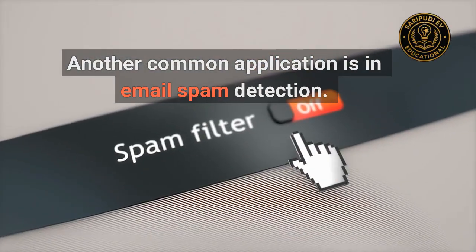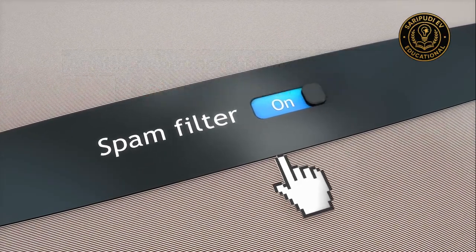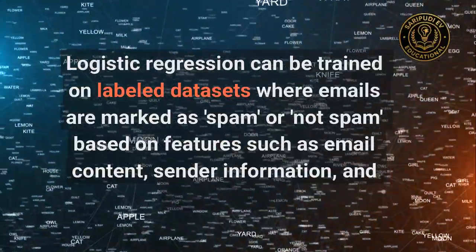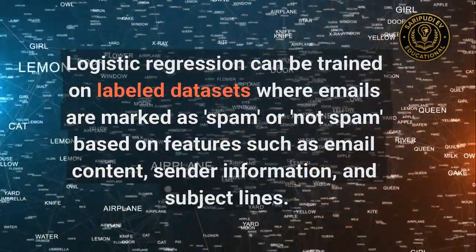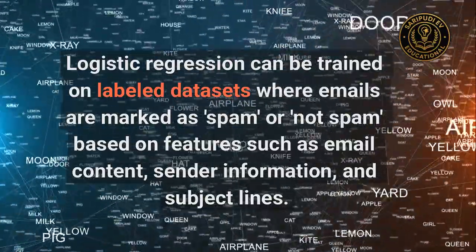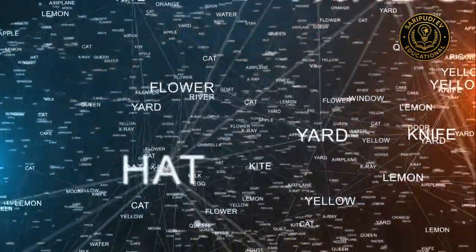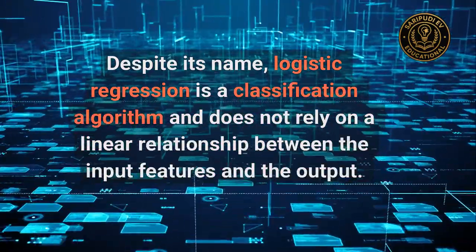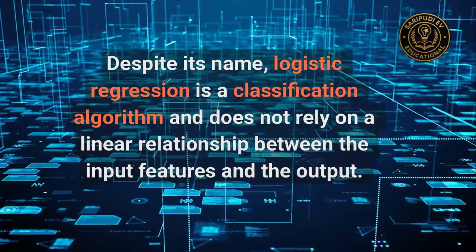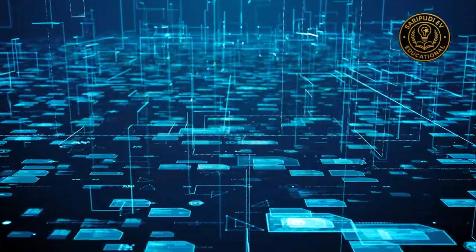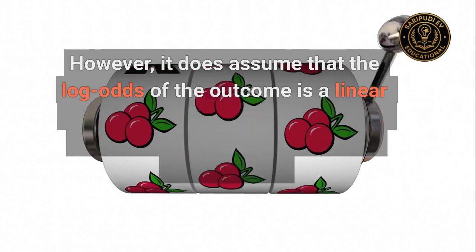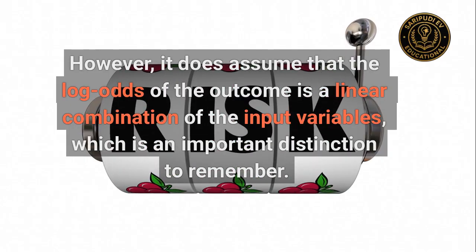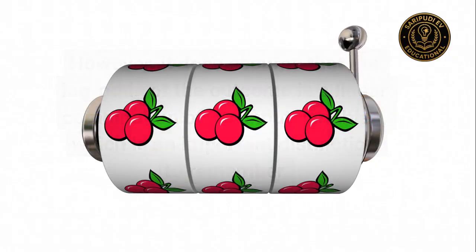Another common application is in email spam detection. Logistic regression can be trained on labeled datasets where emails are marked as spam or not spam, based on features such as email content, sender information, and subject lines. Despite its name, logistic regression is a classification algorithm and does not rely on a linear relationship between the input features and the output. However, it does assume that the log odds of the outcome is a linear combination of the input variables, which is an important distinction to remember.